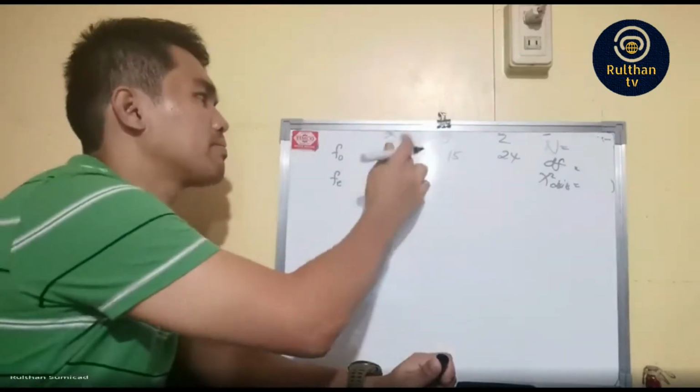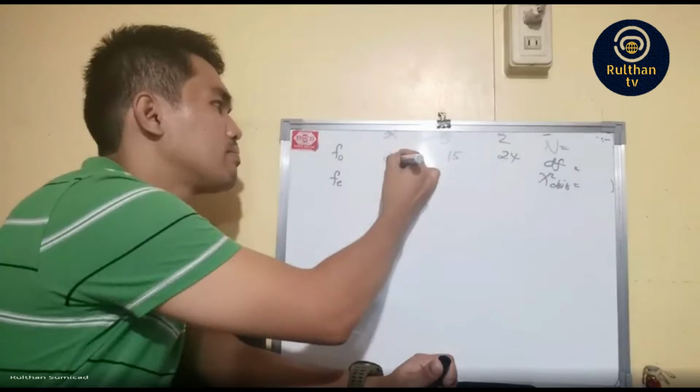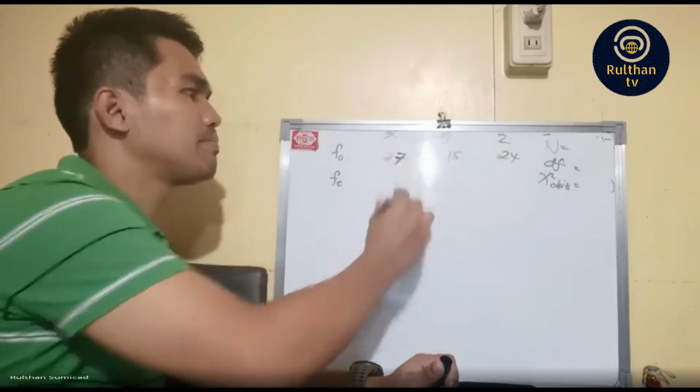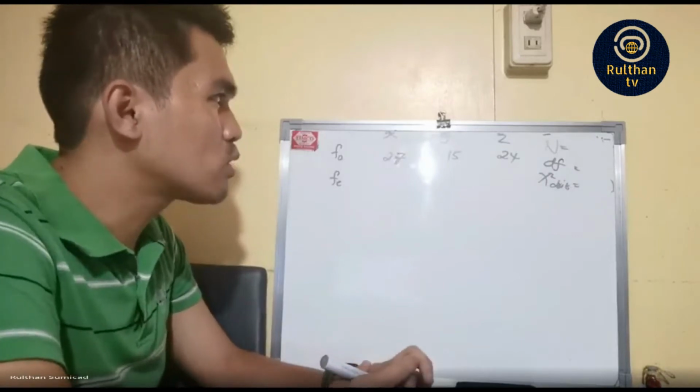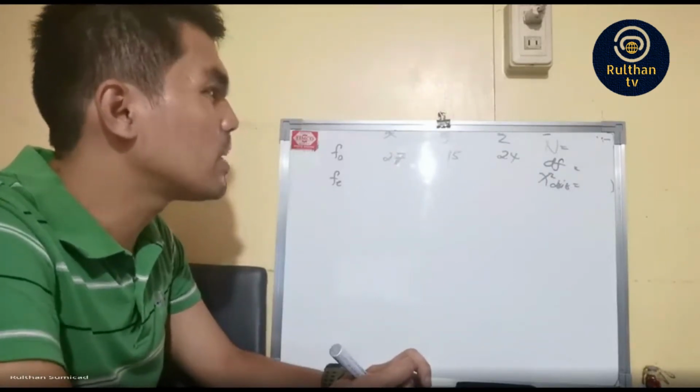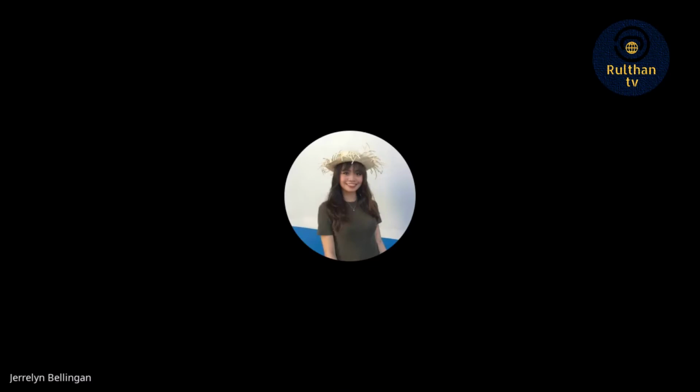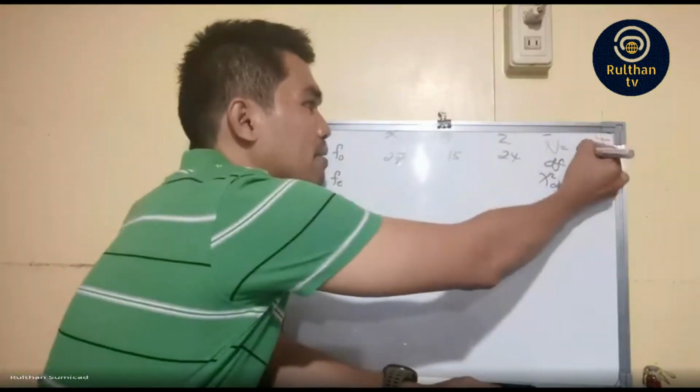15, sir, excuse me, sir. That 25 for X, sir, maybe it should be 27. So we have 27, 15, 24. So that is going to be 66. So we have 66 as our n.